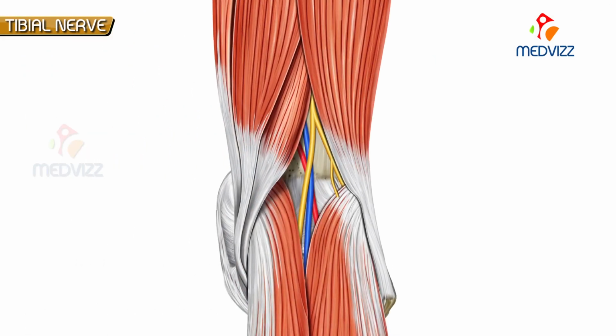In the popliteal fossa, the tibial nerve lies lateral to the popliteal vessels and becomes superficial to them at the knee as it crosses to the medial side of the artery. And in the popliteal fossa, the tibial nerve gives a branch called the sural nerve.